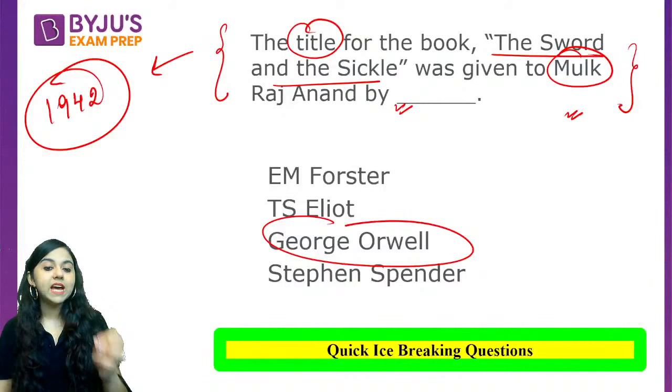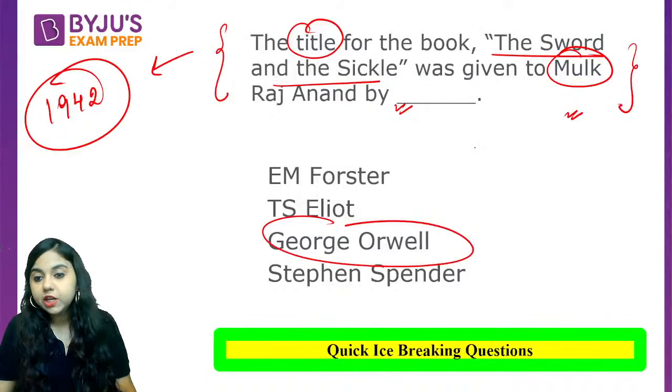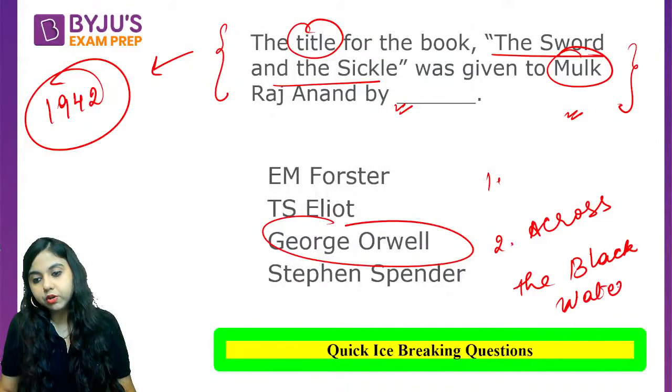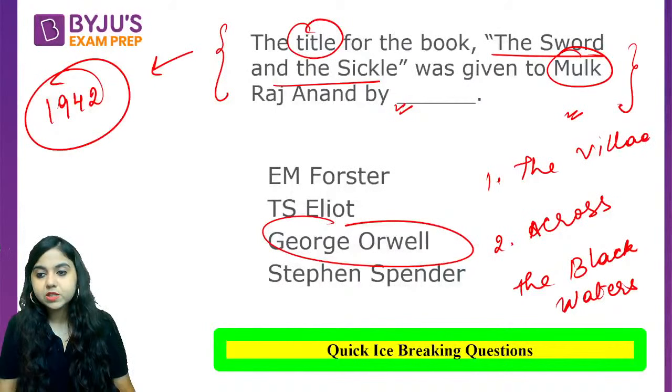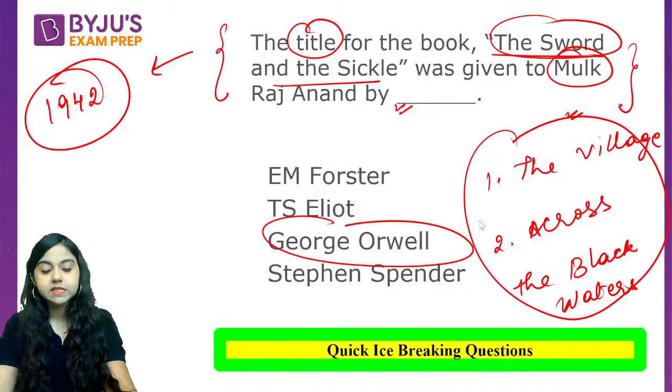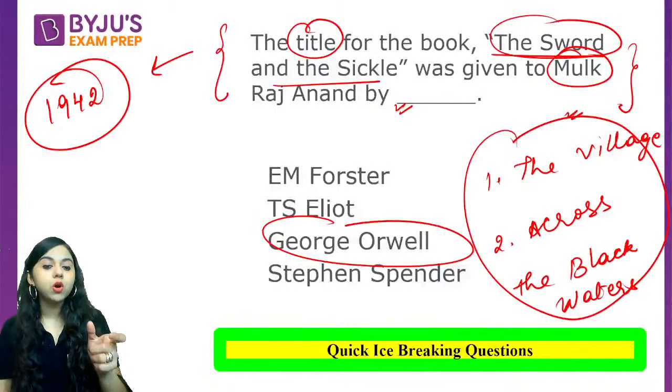You know, the book was actually a part of a trilogy. The Village, Across the Black Waters. These were all the writings that you were able to see. These were the two important aspects, and this was the trilogy. These three, The Sword and the Sickle, The Village, Across the Black Waters, are a part of the trilogy altogether, right? And the title was actually given to Anand by George Orwell. This particular title is something which is coming from George Orwell.